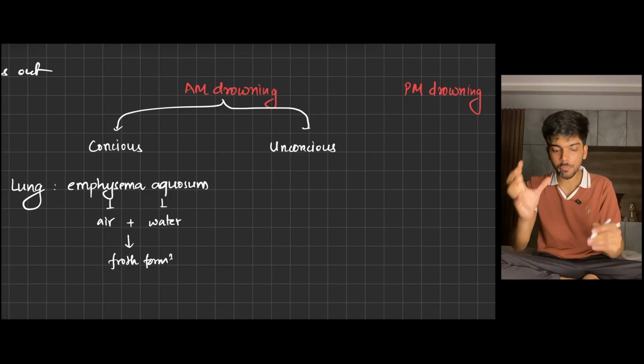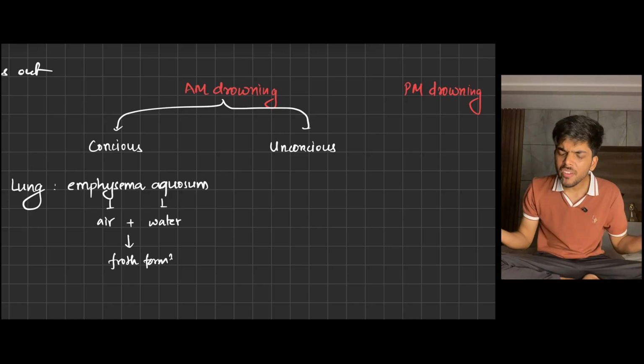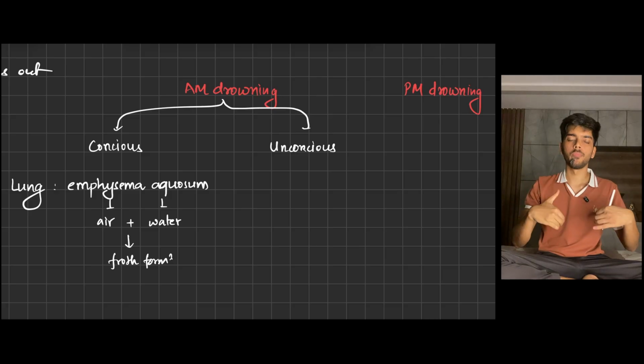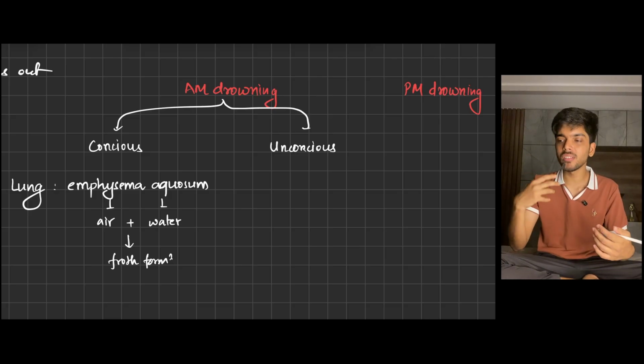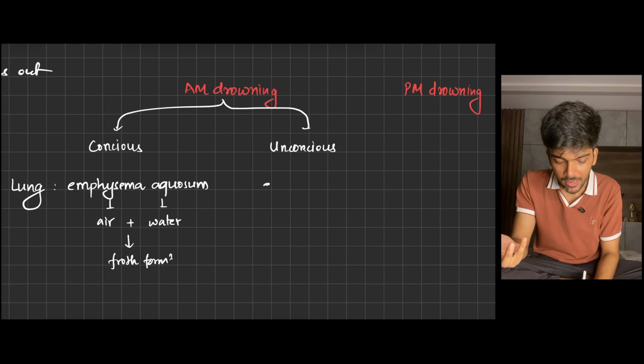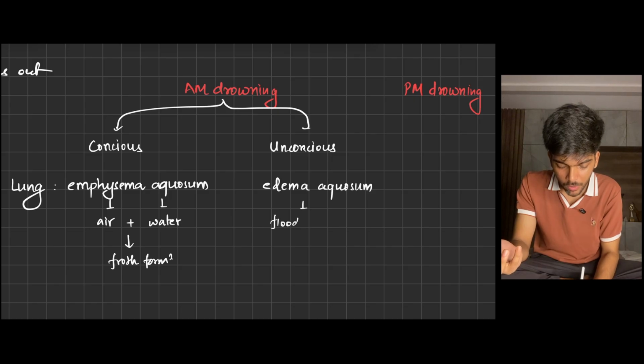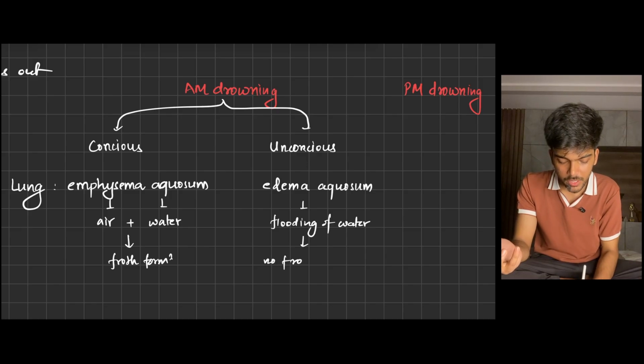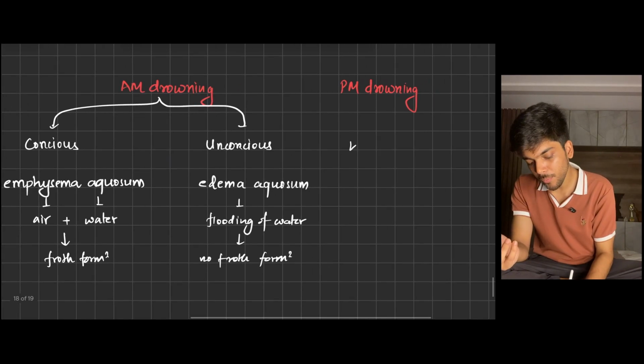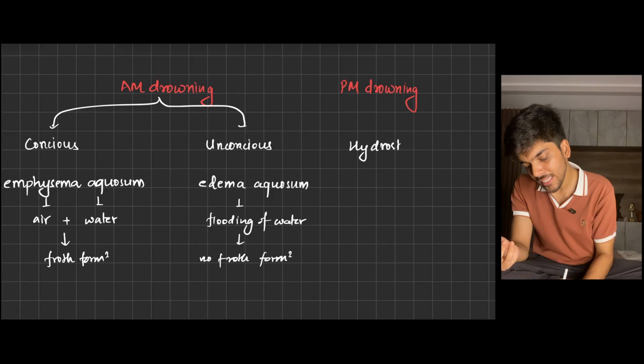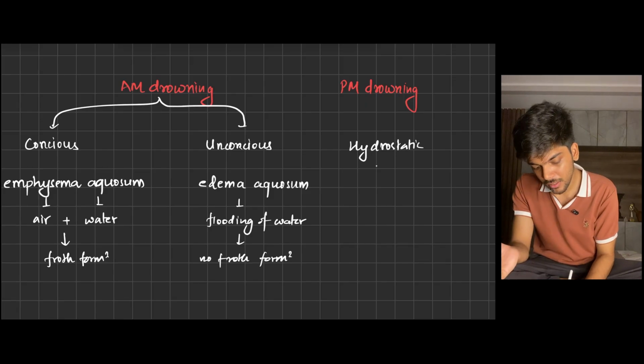In unconscious person, however, there is simply flooding of water inside the lung. The person is not gasping for air because the person is unconscious. So you get edema aquosum. There is simply flooding of water. And since the person is not conscious, there is no struggle and there is no froth formation. In case of post-mortem drowning, you simply get hydrostatic lung.